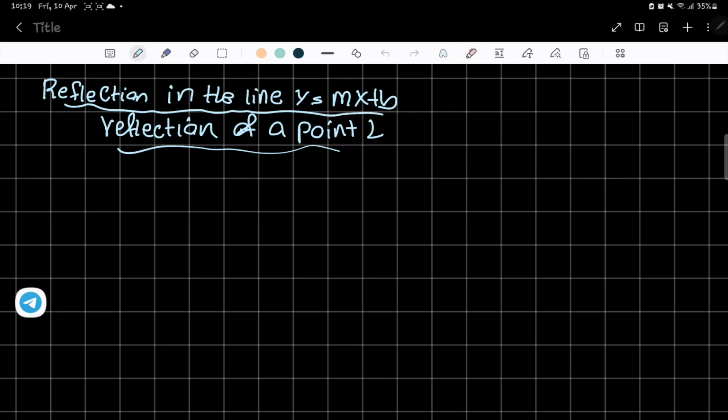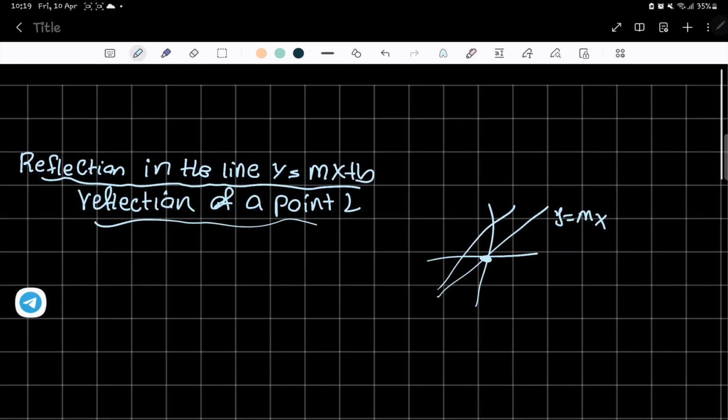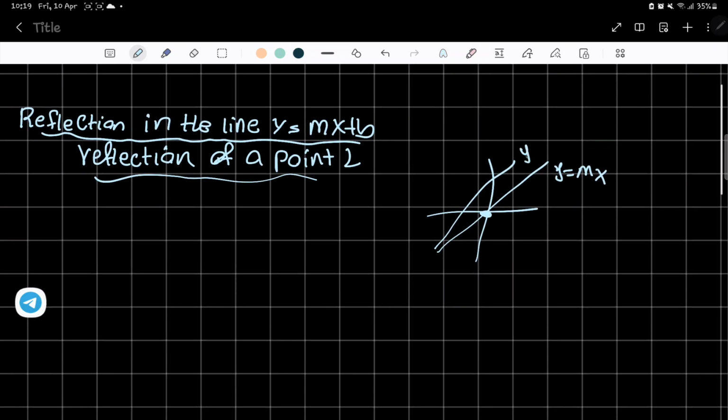A y equals mx plus b line always passes through three of the four quadrants. What this means is that it never passes through the origin. So this is y equals mx, and this is y equals mx plus b. That's all you need to know when it comes to this type of line.